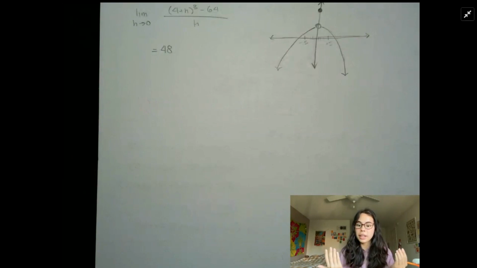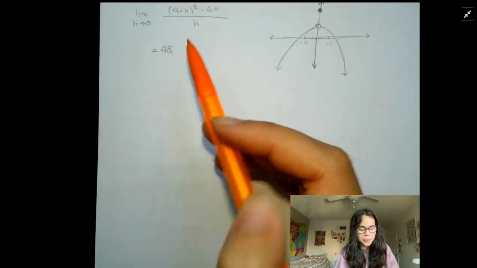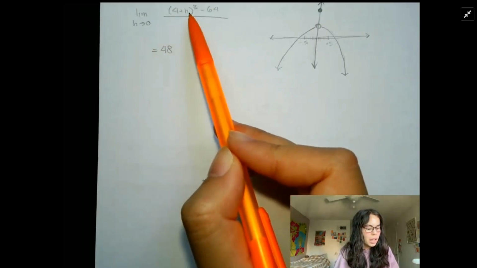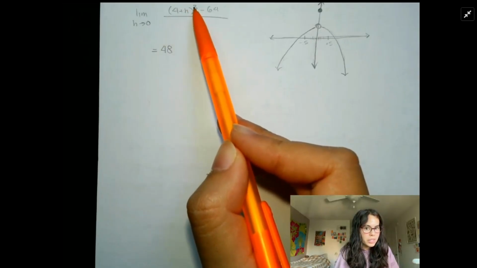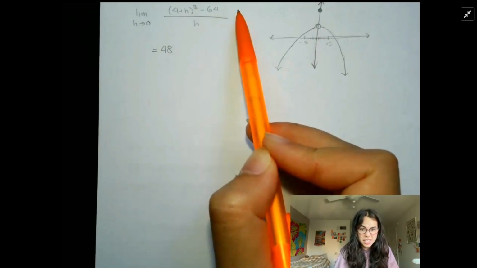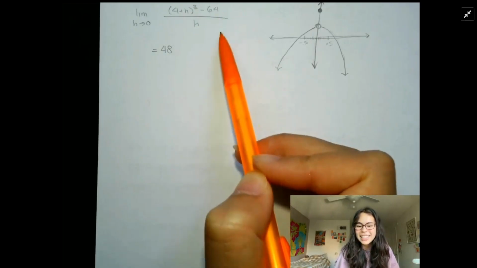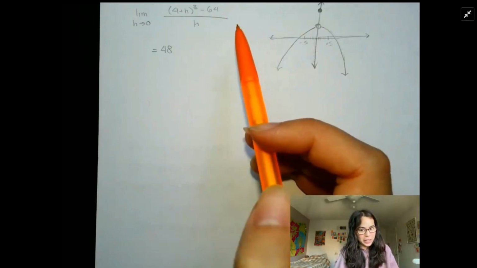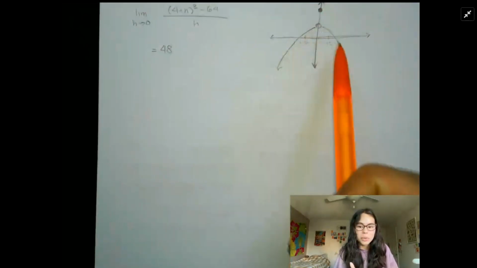Why can't we just plug it in? Well, if we did plug in 0 for this function, something weird happens. As h approaches 0, if we plug in 0 for h, we get 4 cubed, that's 64, minus 64, that's 0 on the top, and 0 on the bottom. So we can't have that. We can't have a 0 over 0 fraction at this point in our calculus career. So that is why we're going to look at this from both sides instead.